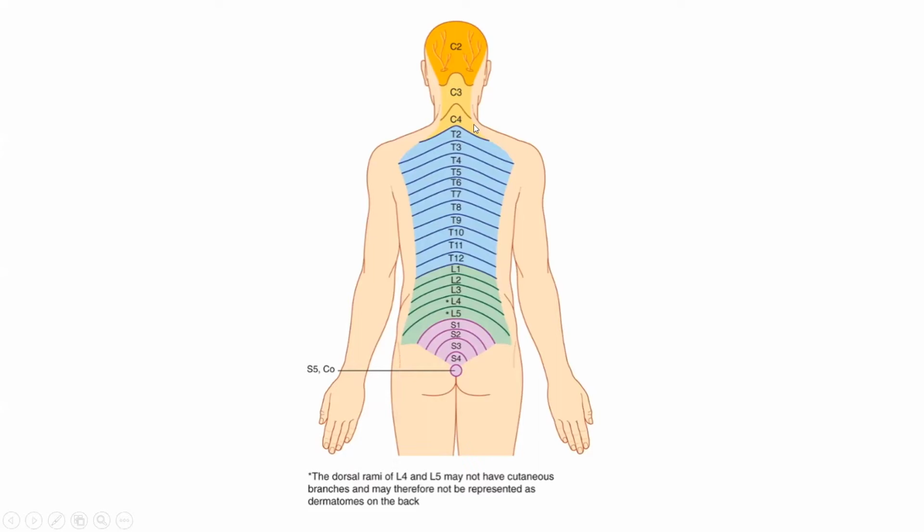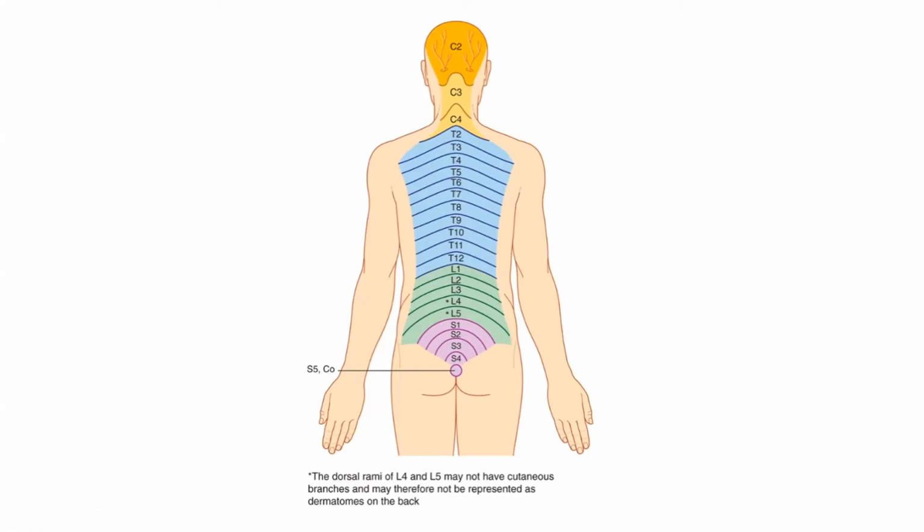Here, pay attention to L4, L5 and L6 that you don't see, because usually the dorsal rami of these segments don't have that much of a cutaneous branch, and in some literature, therefore, they are not represented as dermatomes of the back. But these dermatomes cover the posterior region of the head, and they continue caudally toward the gluteal region. So that I'm going to discuss.